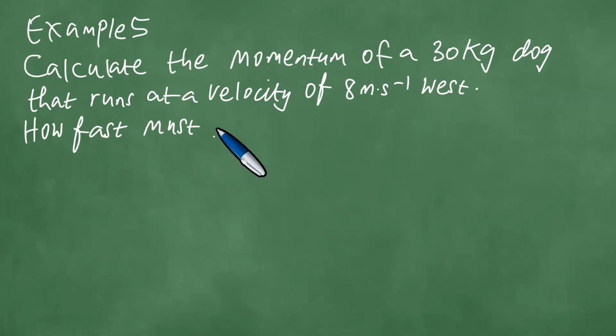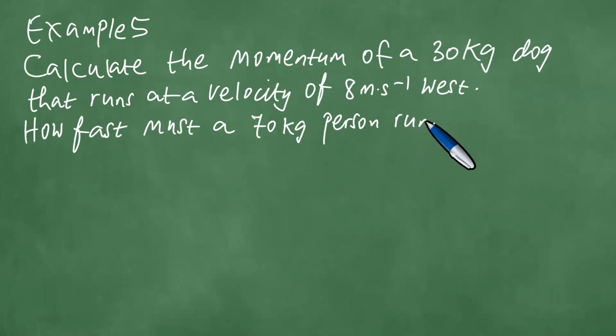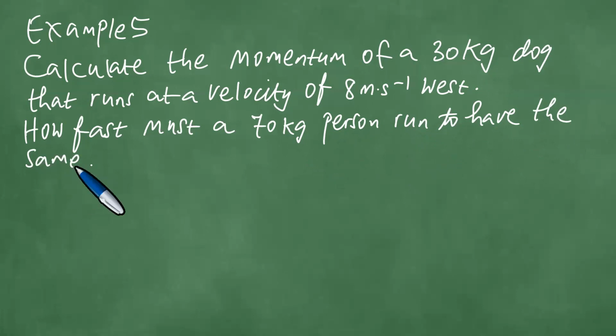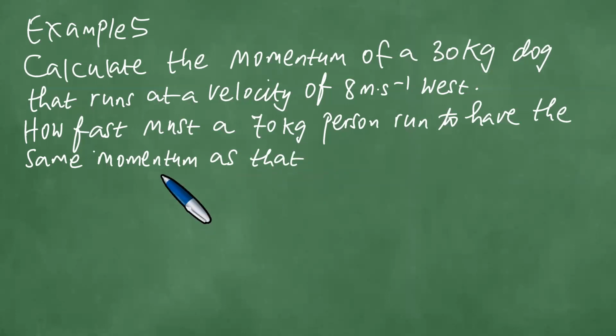This question is similar to the previous one, but there's an extension. How fast must a 70 kilogram person run to have the same momentum as that of the dog?